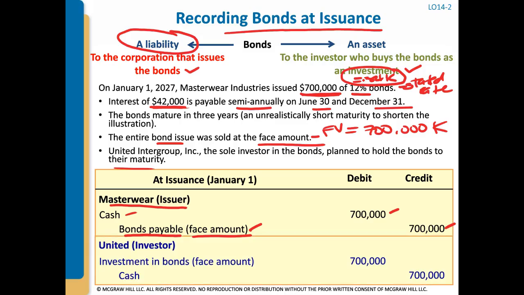Additionally, United, which is the investor or the bond holder, now has an investment in Masterwear. So they debit investment in bonds at the face amount for $700,000, and they paid out cash, so they're going to credit cash $700,000.